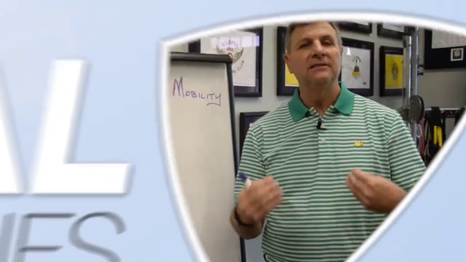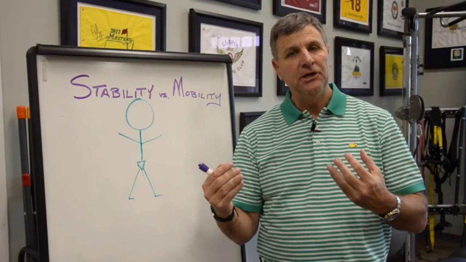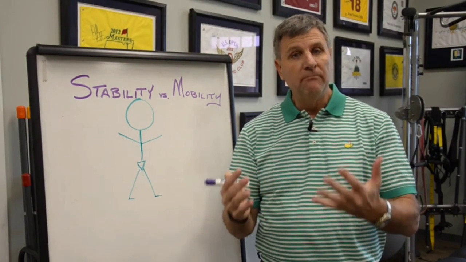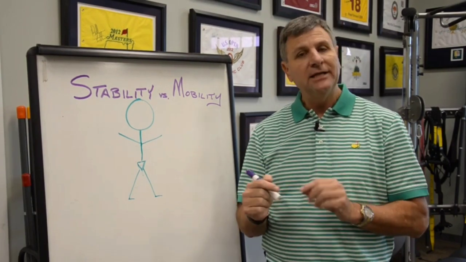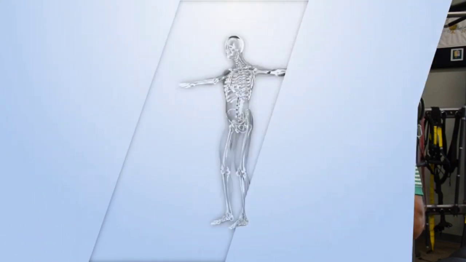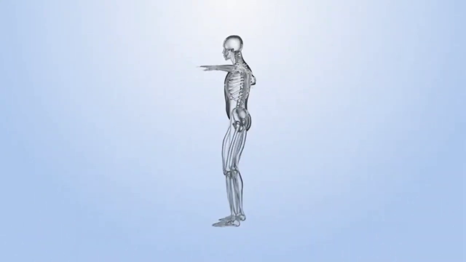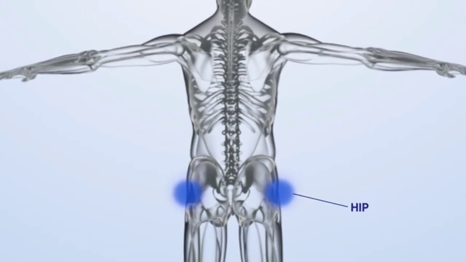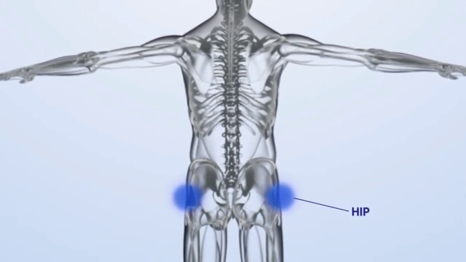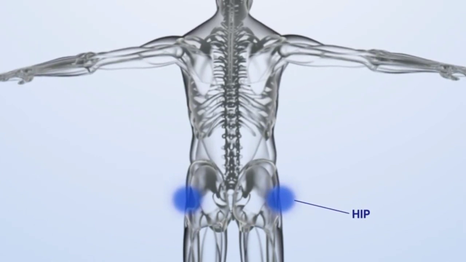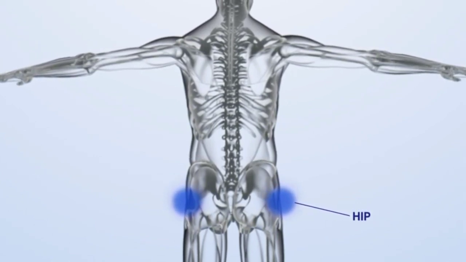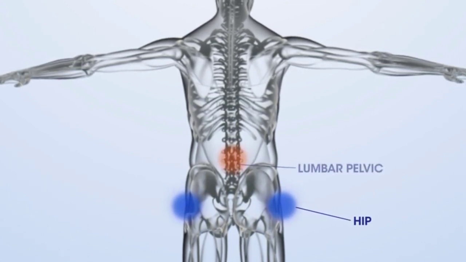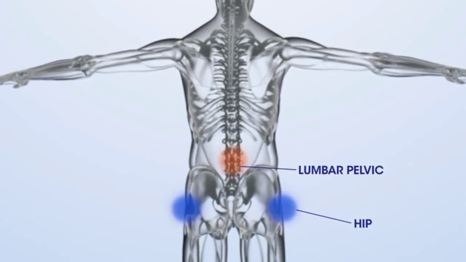One of the things we talk about is the stability-mobility continuum. It's kind of an interesting concept. If you think about normal movement in the human body, joints are either designed to be relatively stable joints or they're designed to be mobile joints to produce movement. Our hips are designed to be very mobile. They move in three planes of movement: sagittal, coronal, and transverse. The next region we come to is the lumbar pelvic area, or another term we use often in training, the core, which should be nice and stable.